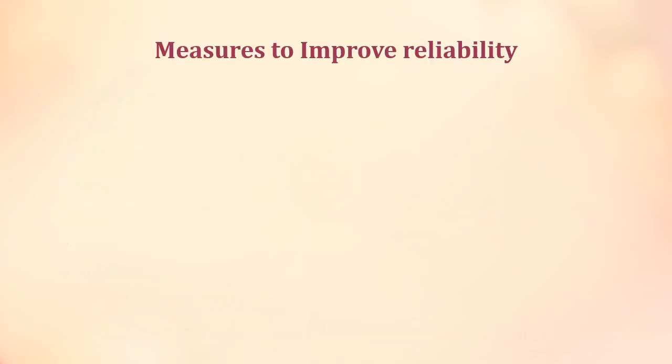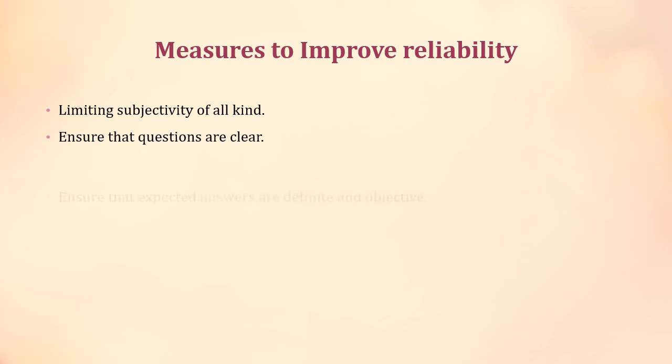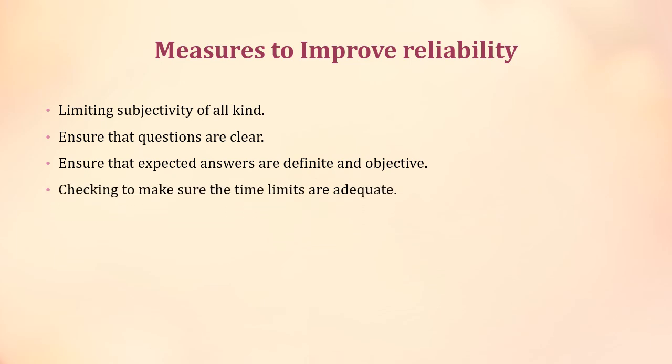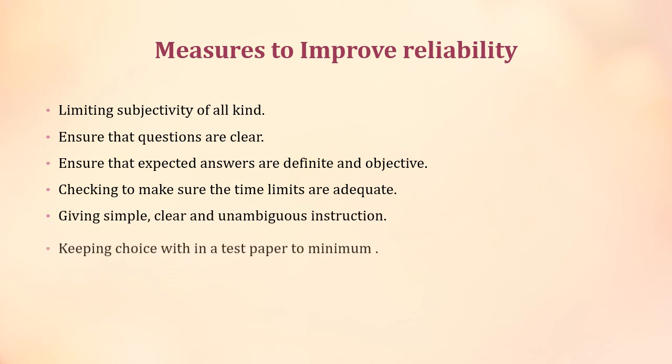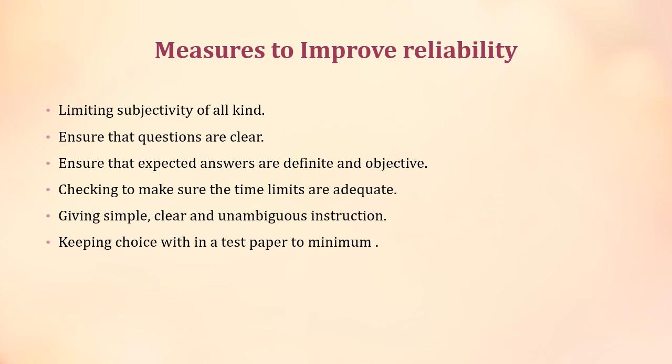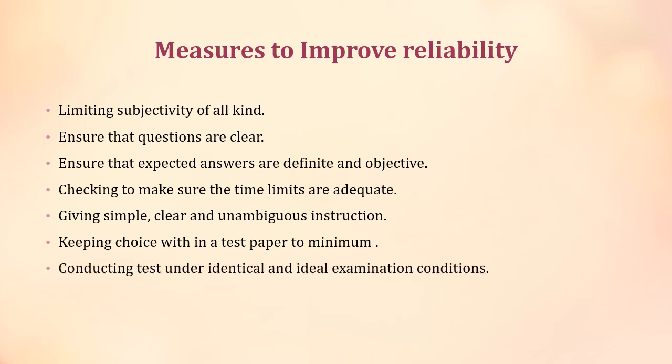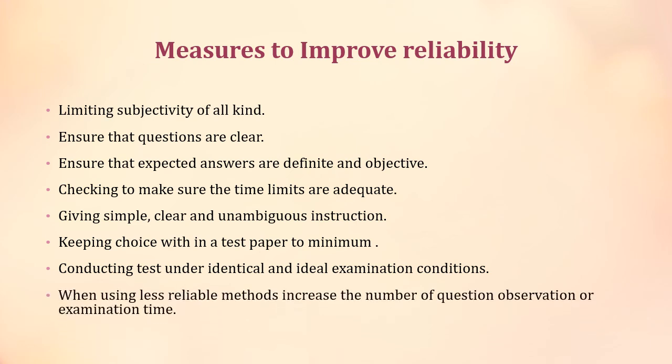Next, measures to improve reliability. Limiting subjectivity of all kinds. Ensure that questions are clear. Ensure that expected answers are definite and objective. Check to make sure that time limits are adequate. Give simple, clear and unambiguous instructions. Keep choice within a test paper to a minimum. Conduct tests under identical and ideal examination conditions. When using a less reliable method, increase the number of questions, observations or examinations.